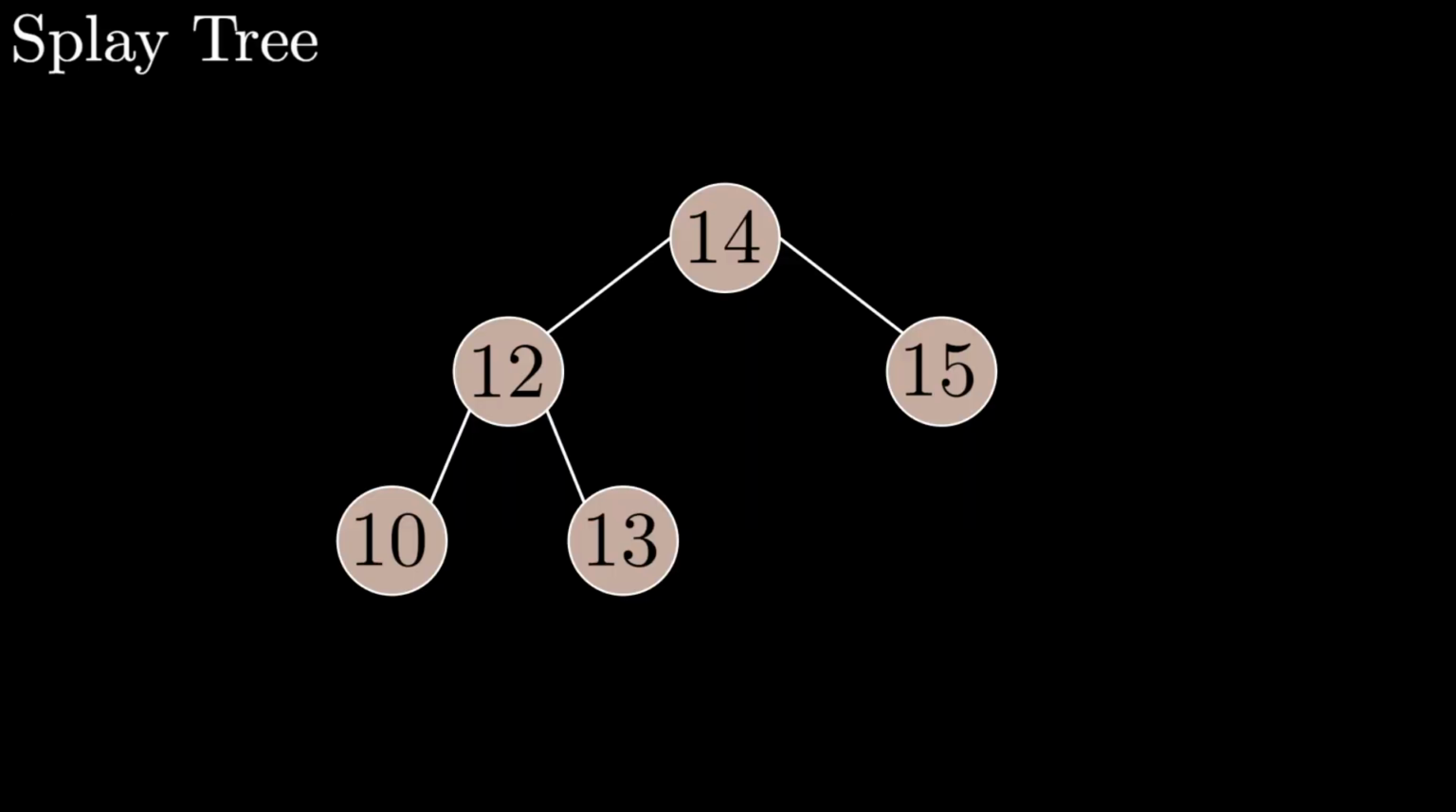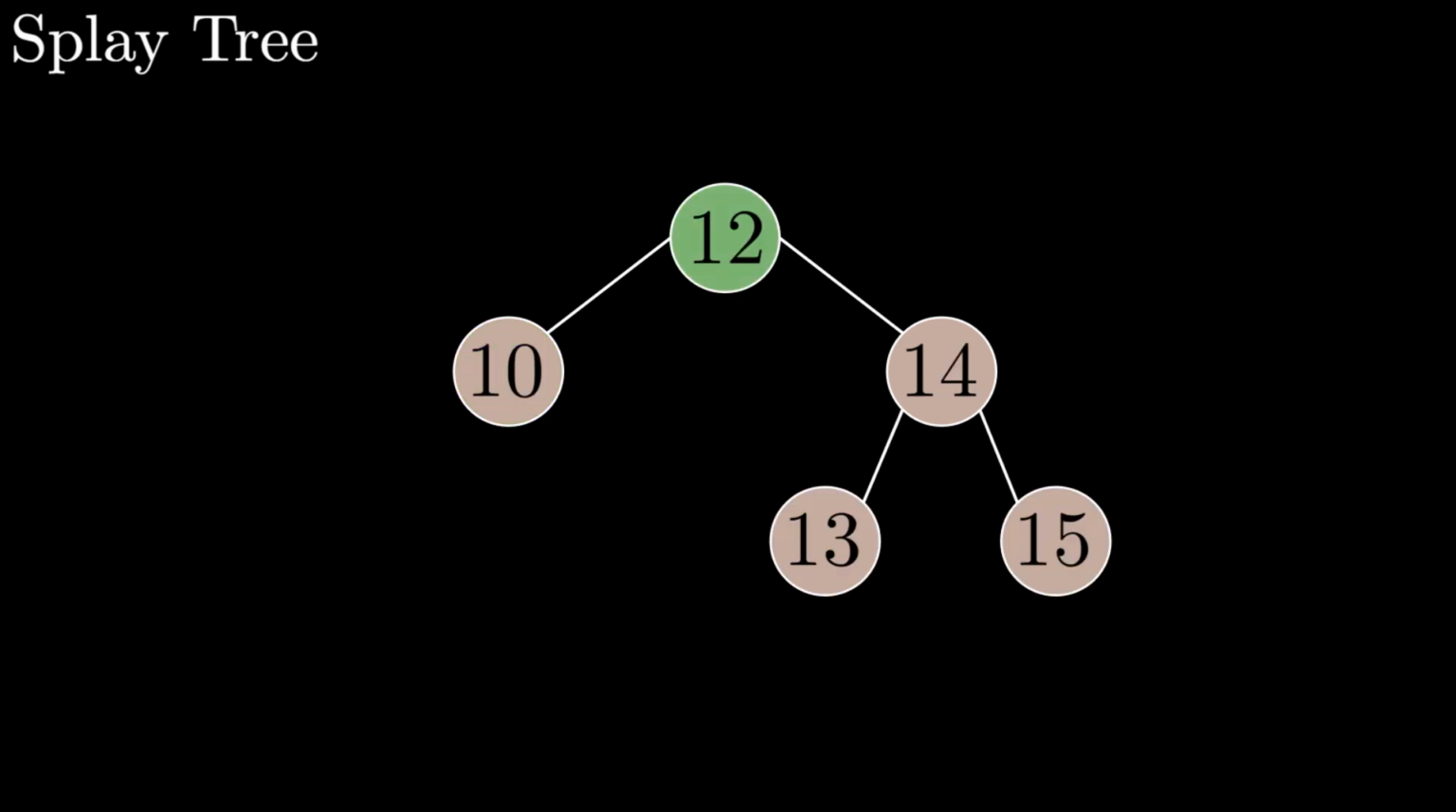Consider this example and say we just accessed node 12. The Splay tree will perform a zig rotation, moving all nodes one position to the right from their current position. This makes 12 the root node of the tree, and the structure adjusts to preserve the binary search property.